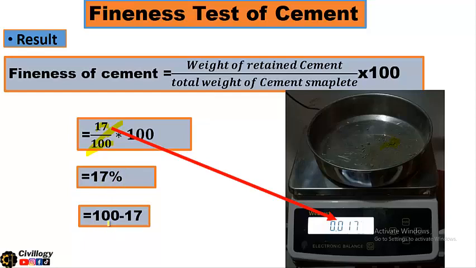Now if we subtract 17 from 100, we get 83%. This shows the fineness of cement is 83%, that is, the particles which made their way through the sieve are 83%. 83% of particles are fine and 17% are residue. So this type of cement will not be recommended and should not be used for high importance buildings and structures.